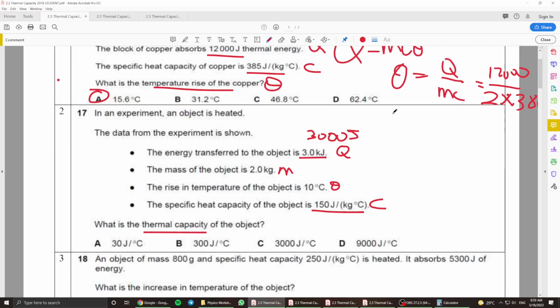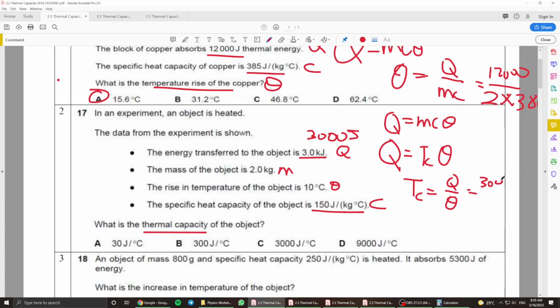Now, if you can recall, specific heat capacity is Q equals mc theta, whereas thermal capacity is Q equals C theta, right? So in order to find thermal capacity, it is basically Q over theta here. In this case, it will be 3,000 divided by 10, which is going to give you 300 joules per degree Celsius.